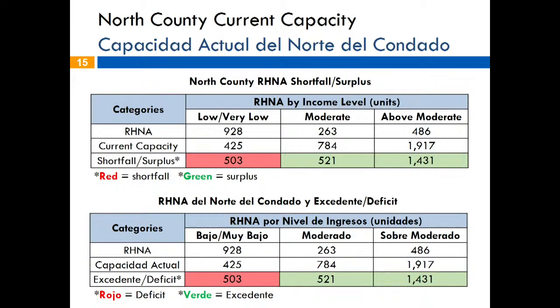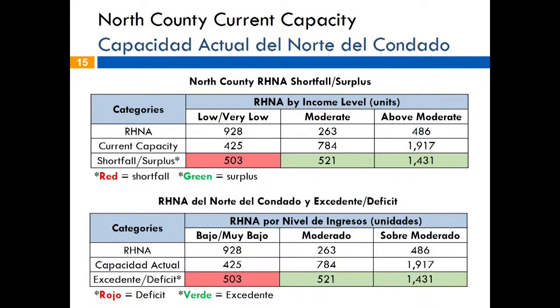The current capacity shown in the second row is based on existing zoning, and it includes projected accessory dwelling unit, or ADU, development, and it also includes pending housing projects. And as you can see from the bottom colored row, the county has a surplus of sites needed to accommodate its moderate and above moderate income RHNA, which are shown in green, but we have a shortfall of 503 lower income units, which are shown in red.